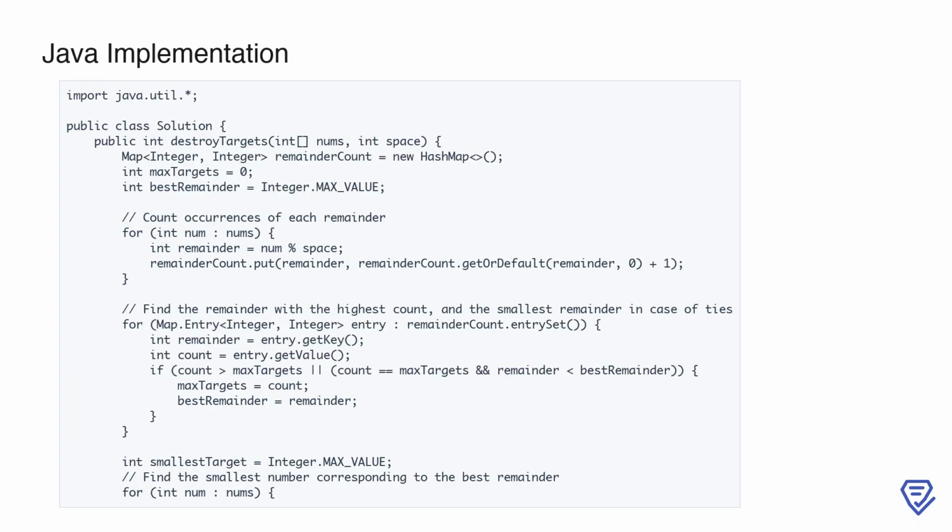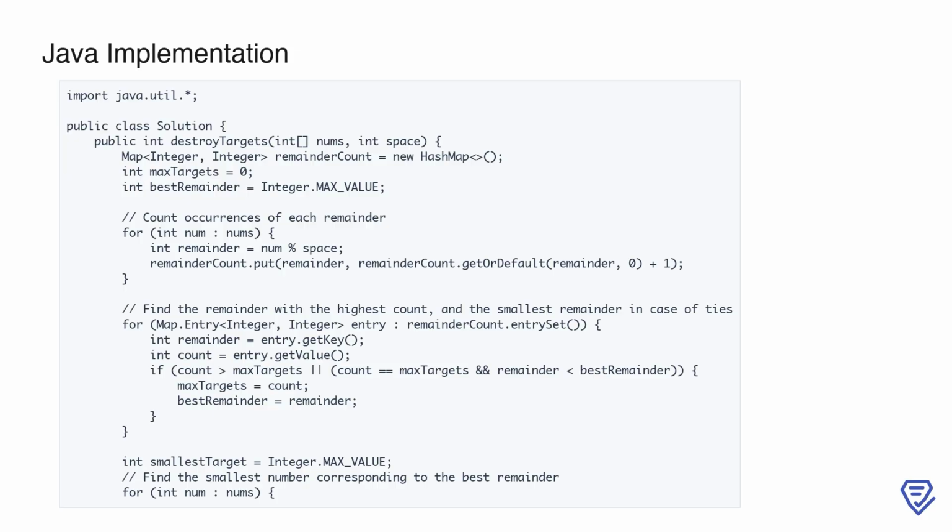In this implementation, we start by importing the necessary utilities and defining the destroyTargets method. The method takes an array of integers, nums, and an integer space as its parameters. The goal is to determine the smallest number in the array that allows us to destroy the maximum number of sequential targets based on their remainders when divided by space.